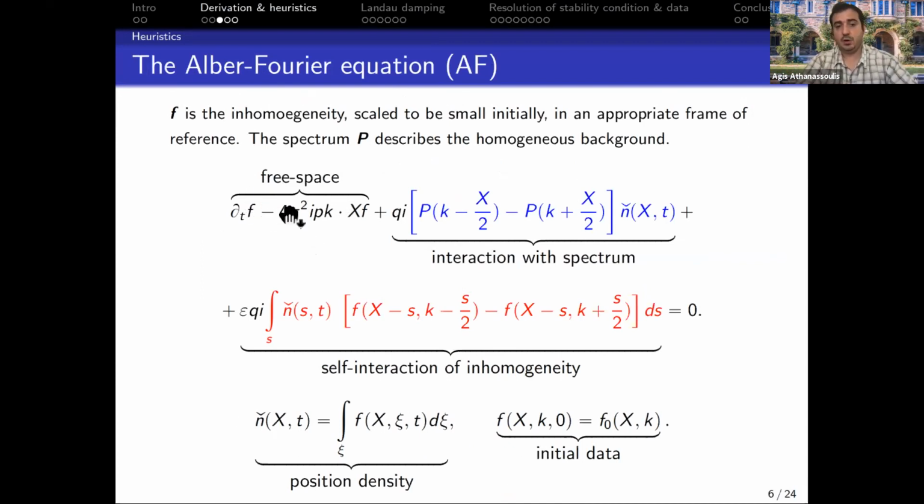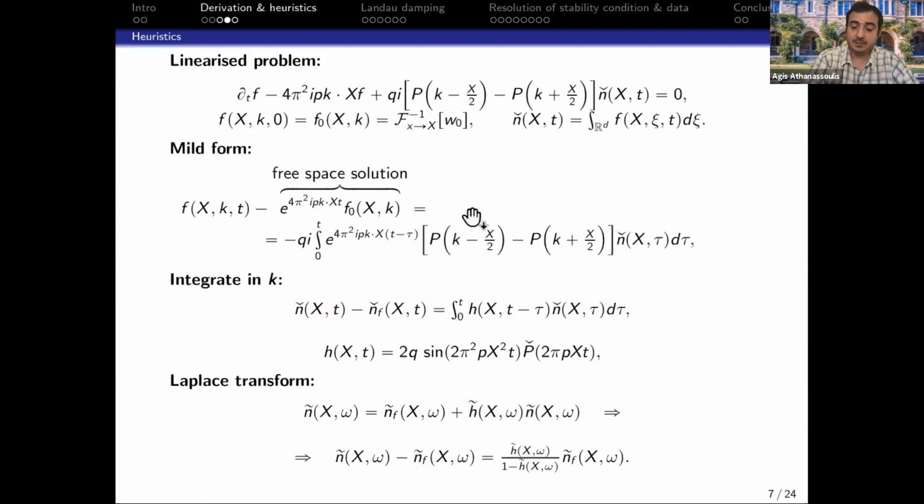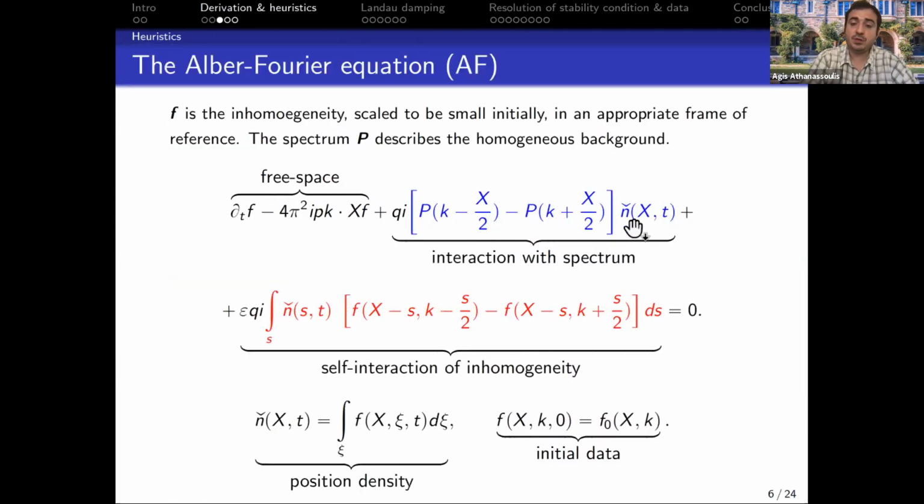This is easy, this we know everything about. So little f, the unknown function f, is the inhomogeneity in this new system of coordinates. Capital P is the power spectrum, so the Fourier transform of the autocorrelation. And here this blue term shows how the background power spectrum interacts with inhomogeneity. And this is the term that's going to decide: is this infinite energy solution feeding the inhomogeneity and making it grow or not?